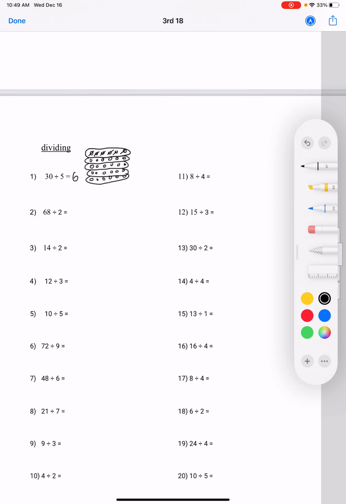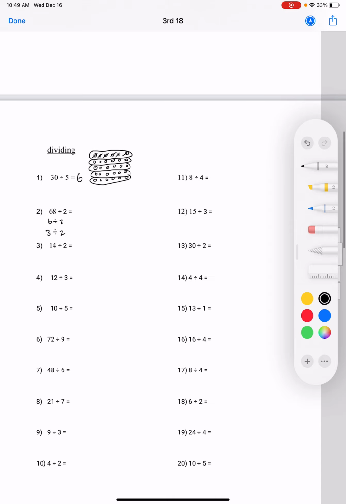Okay, for number 2, since it's hard to draw 68 circles, you can just think of it separately. So what's 6 divided by 2 and what's 8 divided by 2? And when you think of that, 8 divided by 2 is 4, so 4 goes in the ones place. 6 divided by 2 is 3, so the 3 goes in the tens place, and that's your answer, 34.